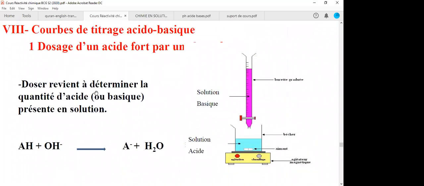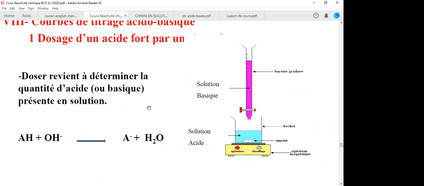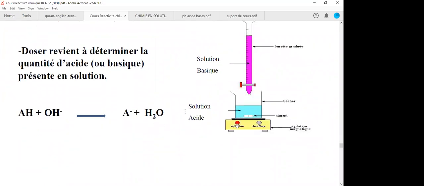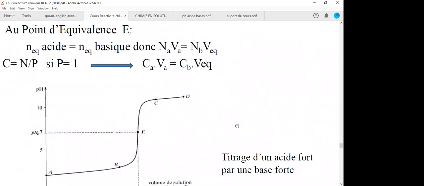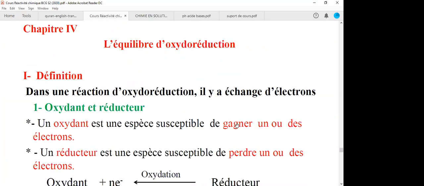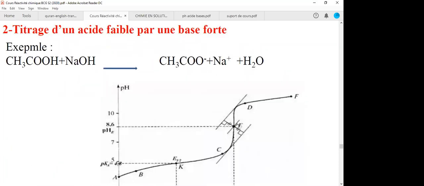So this one now, titrage acido-basique, dosage d'acide. You are going to do this in practical, so we are not going to cover this chapter. You are going to do titration. Le dosage revient à déterminer la quantité d'acide ou de base présente en solution. This is titration. We're going to do everything here, and then I'll leave this part for the practical.